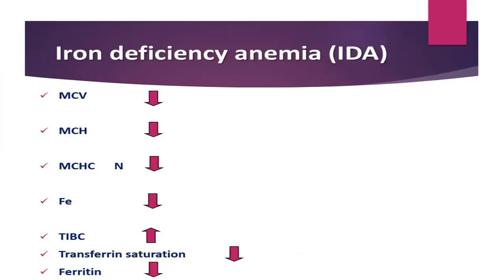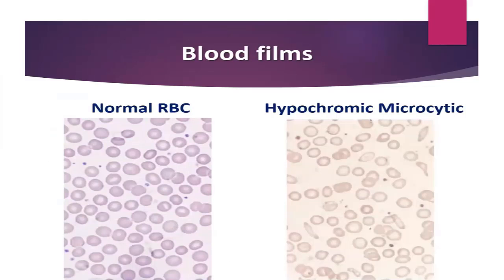In this slide, you can see a decrease in mean cell volume, mean cell hemoglobin, and mean cell hemoglobin concentration, normal or low RDW, decrease in iron as we said, increase in total iron binding capacity with the decrease in transferrin saturation to less than 10%, also decrease in ferritin. In this picture, you can see a normal red blood cell on the left side, while on the right side you see hypochromic microcytic RBCs in iron deficiency anemia.